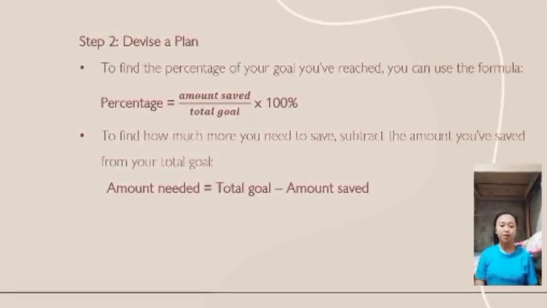So step number 2, devise a plan. To find the percentage of your goal you've reached, you can use the formula of percentage, which is percentage equals amount saved over total goal times 100%. Then, to find how much more you need to save, subtract the amount you've saved from your total goal. So here's the formula, which is amount needed is equal to total goal minus amount saved.